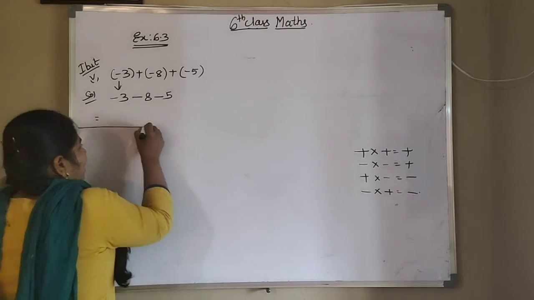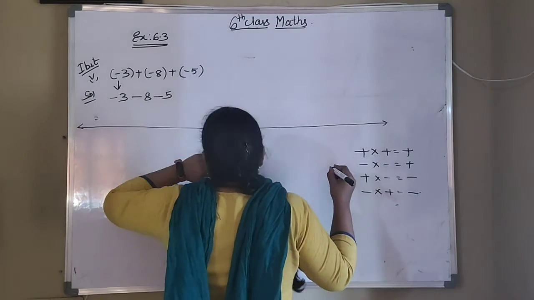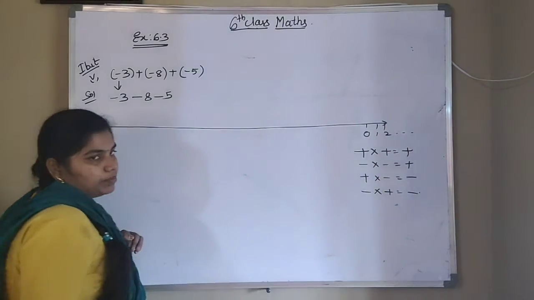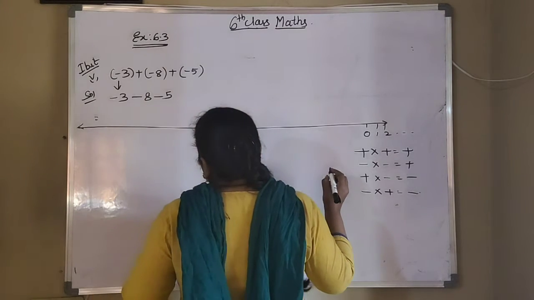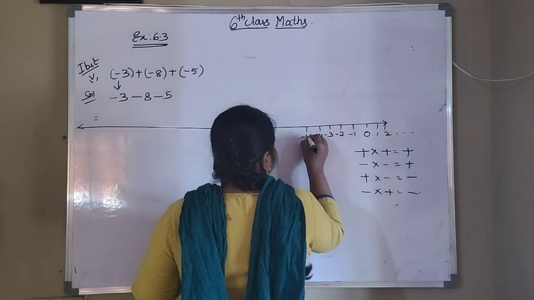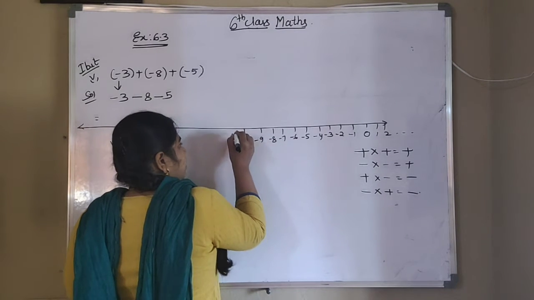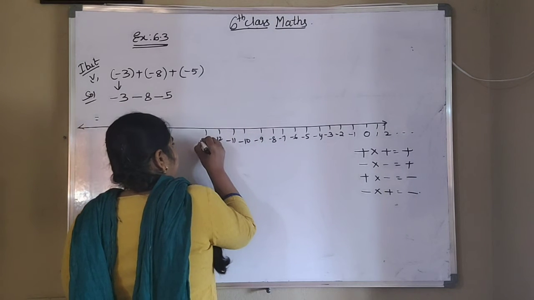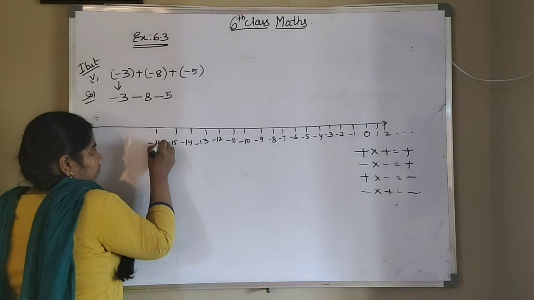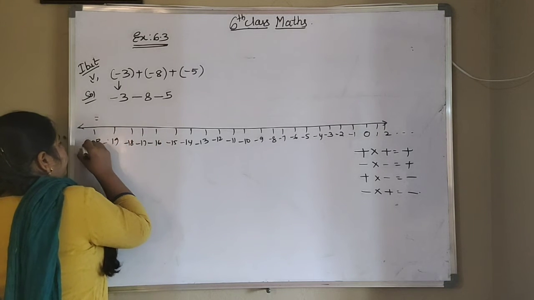So now draw a number line. Here all are negative values only, so we have to move to the left side itself. So I am taking only 2 or 3 positive numbers. Okay, so -1, -2, -3, -4, -5, -6, -7, -8, -9, -10, -11, -12, -13, -14, -15, -16, -17, -18, -19, -20, and so on.